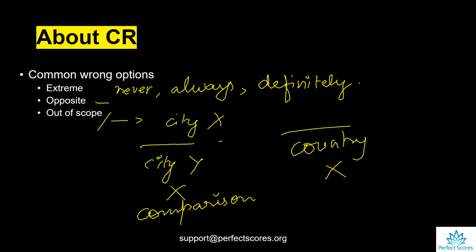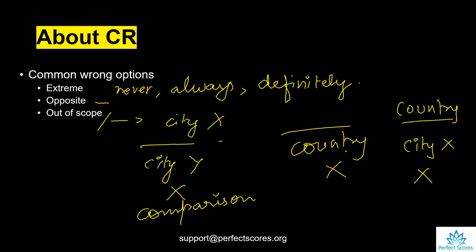again, it's going to be wrong because it's too broad. It's too broad as compared to the argument. Similarly, if the argument is talking about an entire country and the option is talking about only a particular city X, again, it's going to be wrong because it's out of scope. Our scope was originally really broad, but the option is too narrow in scope. So those are a few common wrong options that you will see when you come across these questions.